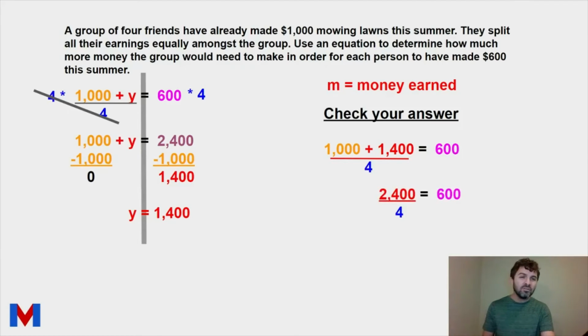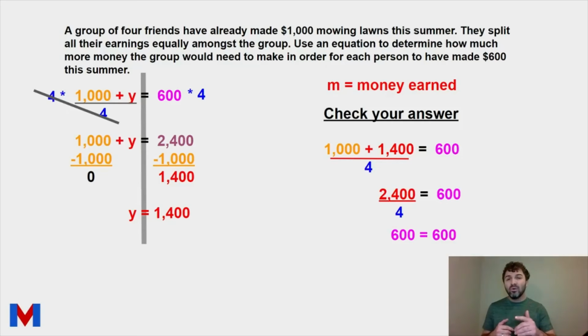And now we just follow order of operations to simplify that left side to see, does it equal 600? 1,000 plus 1,400 is 2,400, because that is a group together. It's like there could be parentheses around those if you wanted to. It's the same thing. And 2,400 divided by 4 is 600. And we want it to be 600.